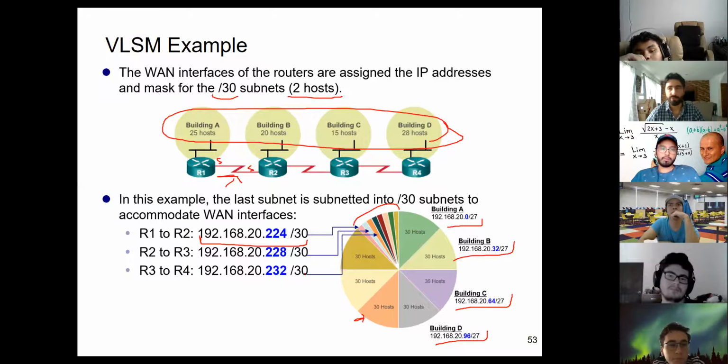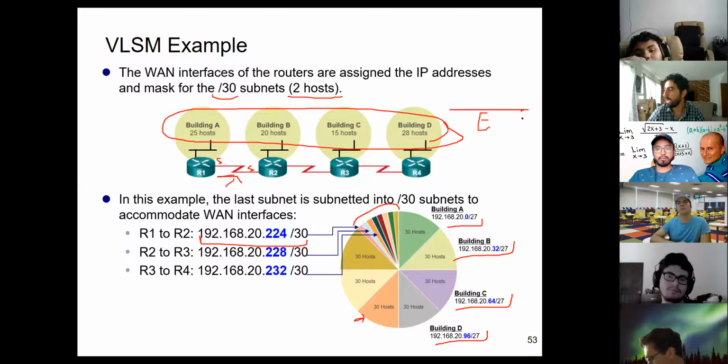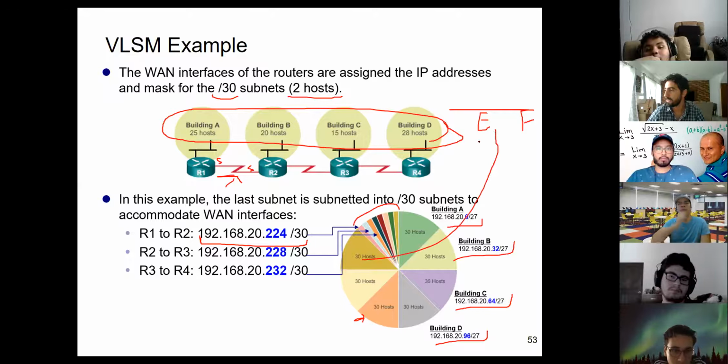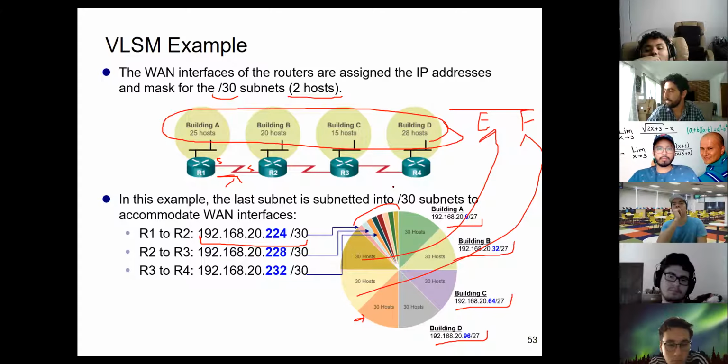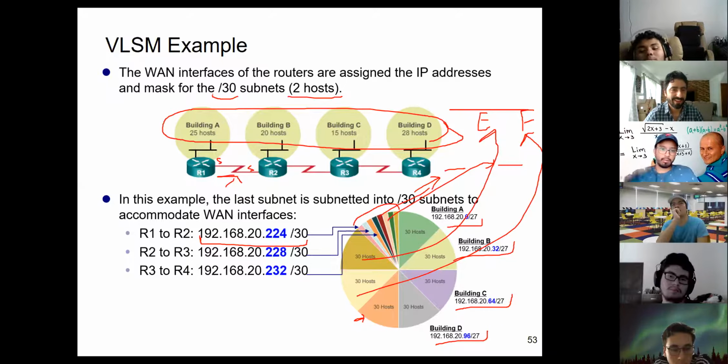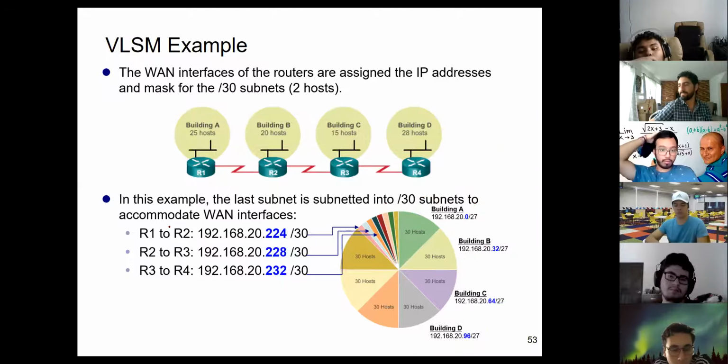Remember that I said if you later decide to make another 2 buildings like E and F here, you have perfectly enough IP addresses to assign them. You can assign this to here, you can assign this to here, and then for this connection between them, you can assign one of these each. That's messy. Okay, I hope it's clear what I'm saying there.